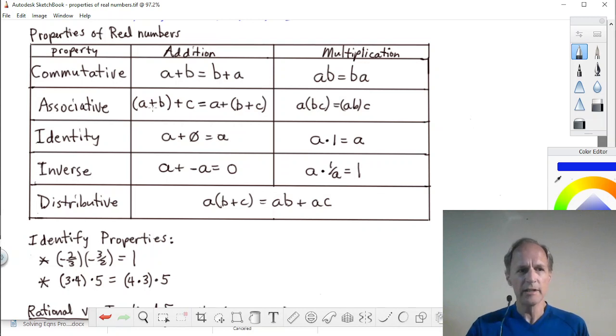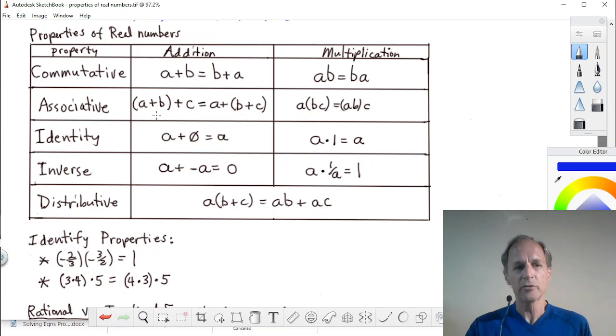The commutative property applies to addition and multiplication. We talk about the commutative property of addition, and the commutative property of multiplication means that the order does not matter. When you add things, order doesn't matter. When you multiply, order doesn't matter. A plus B equals B plus A. A times B equals B times A. Either order that you use, you get the same result.